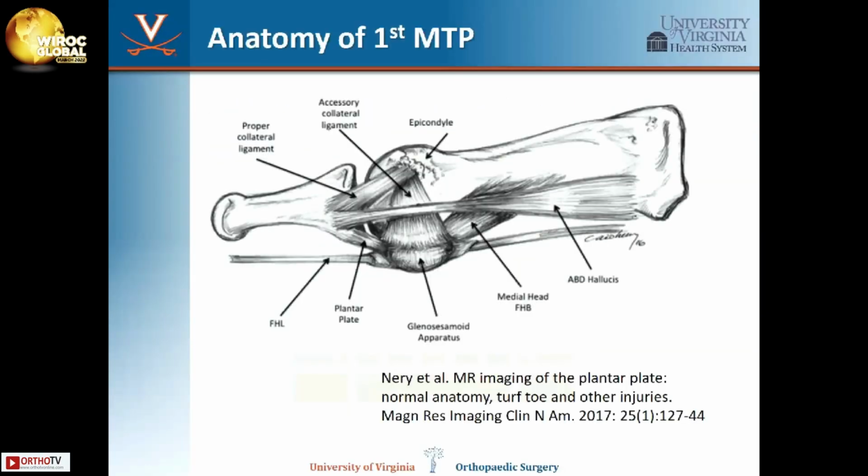So a little bit about the anatomy of the first MTP joint. This is looking at the medial aspect of the joint in the sagittal view. Here we have the medial collateral ligament. The plantar plate is what we're going to focus on primarily here, which is sort of a blended tissue.